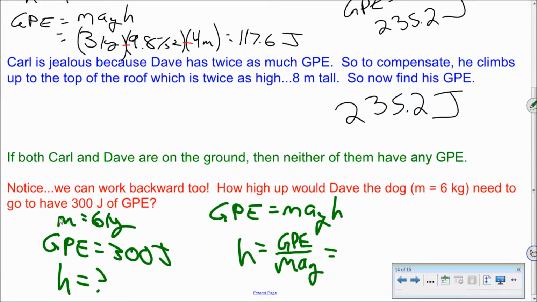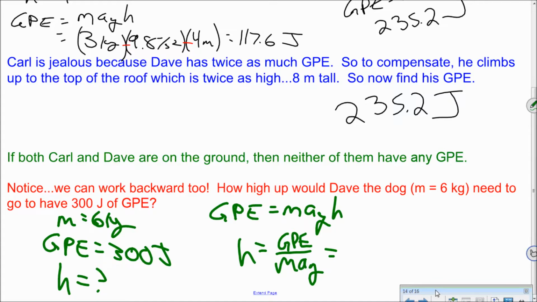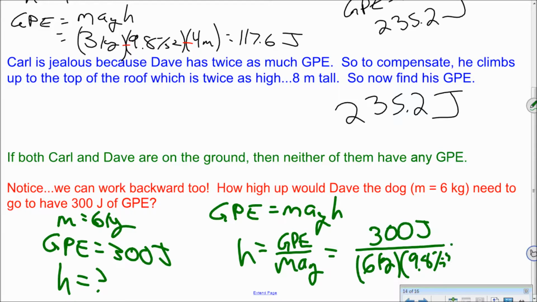Please be careful putting this in your calculator, because what you're going to get is 300 joules divided by 6 times 9.8 meters a second squared. So everybody type that in your calculator. Tell me what you get.